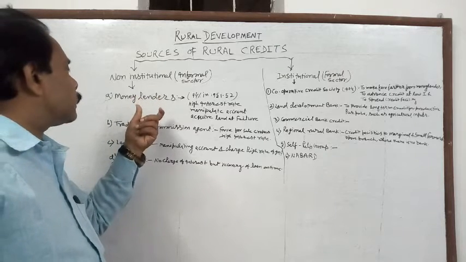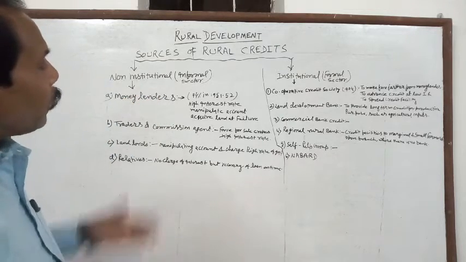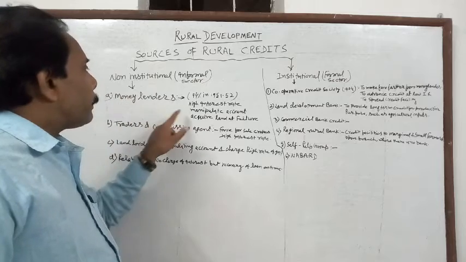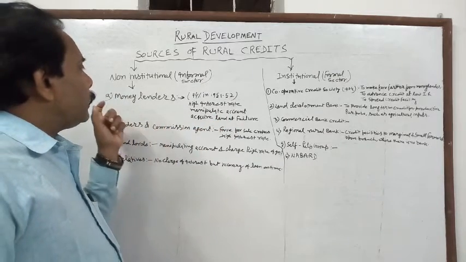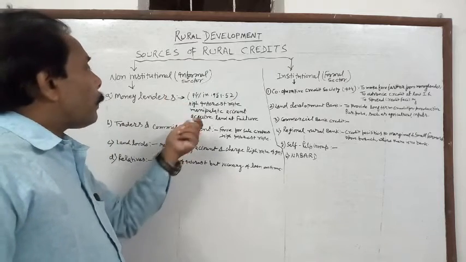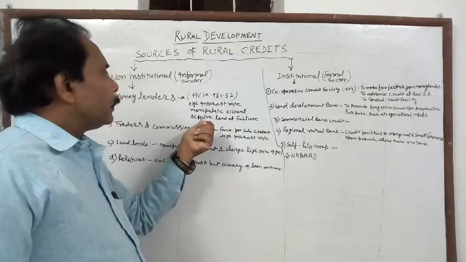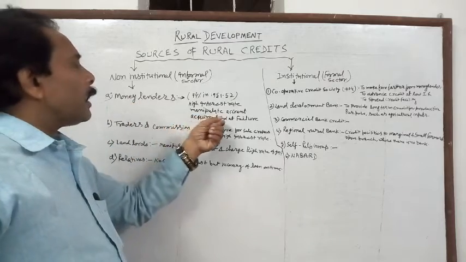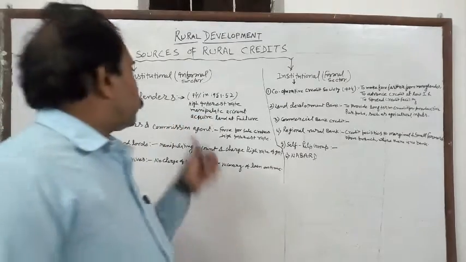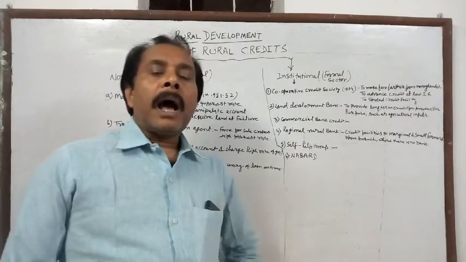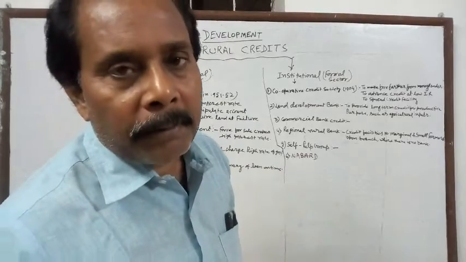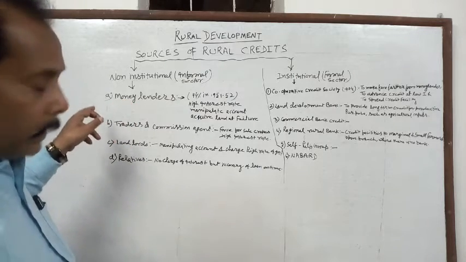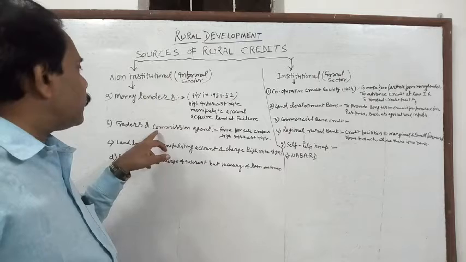But there are some drawbacks in the case of money lenders. So what are the drawbacks? They charge a high interest rate. Sometimes they manipulate their accounts, and sometimes if the borrower fails to repay the loans, the money lenders acquire their lands. So in this way, due to the money lenders, our farmers' conditions became miserable. Is it clear?